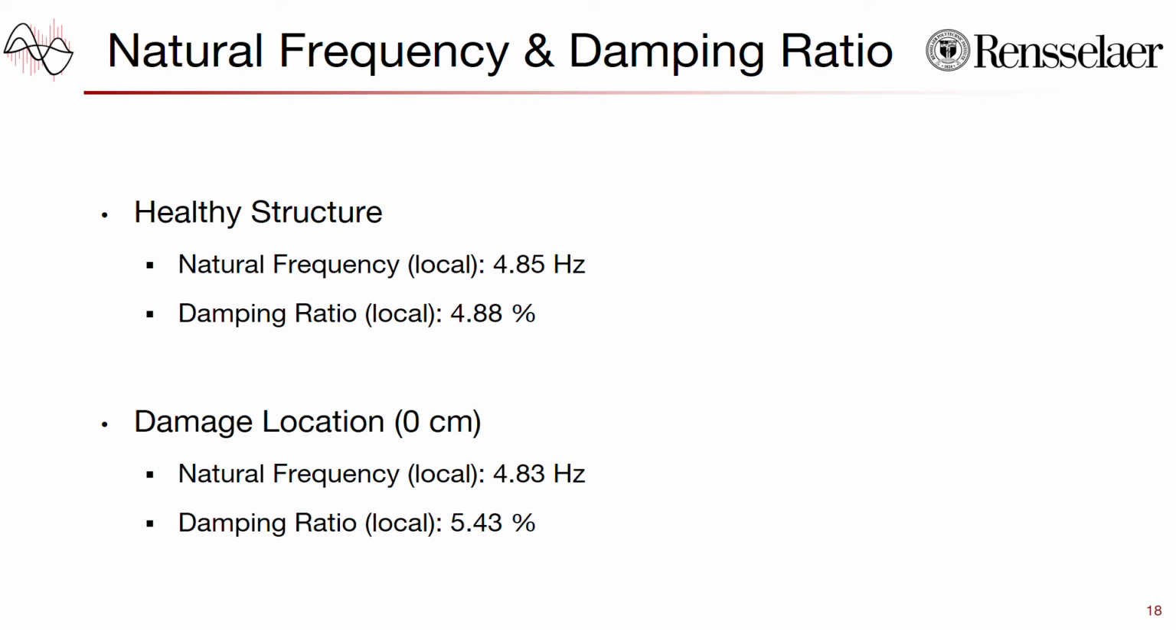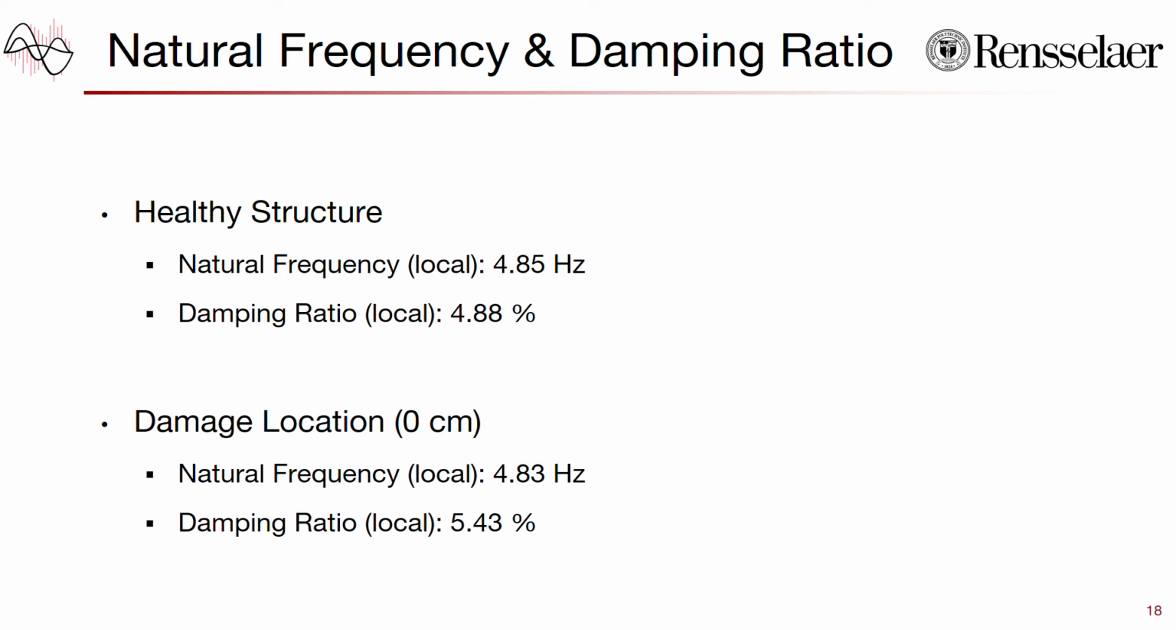And what I saw was for the healthy structure, the healthy signal, the natural frequency was 4.85 hertz, with a damping ratio of 4.88%. And these are local damping ratios and natural frequencies. Like I said, I only chose one specific spot. I believe in Fotis's or your research, you had an overall global natural frequency and damping ratio. And for this, I chose one specific spot.